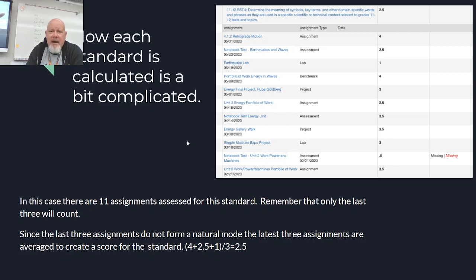And I should point out that many assignments, for example, the notebook test, probably will cover multiple standards, 3 to 4. In some cases, if it's like a lab, you might have it cover 10 different standards. So it might show up multiple times.